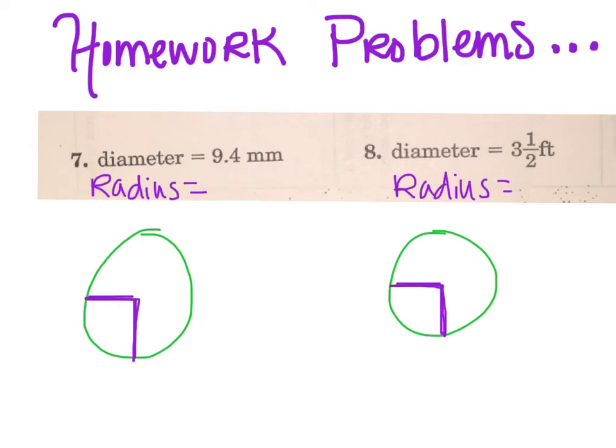So in number 7, half of 9.4. You need to be very careful on this. 9.4 divided by 2 should be 4.7. And this is millimeters. So I'm going to put 4.7 here. I'm going to put 4.7 here. That gives me the visual that I should be doing 4.7 times 4.7 when I'm doing my area.